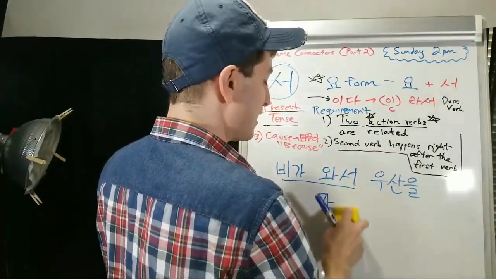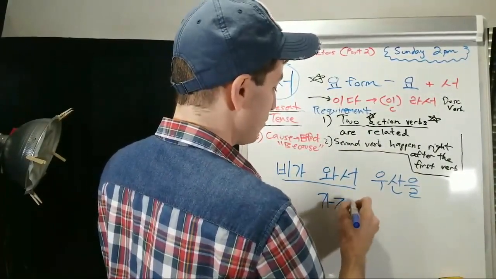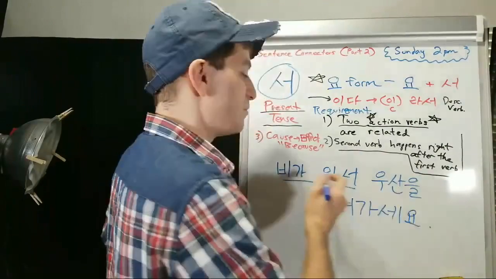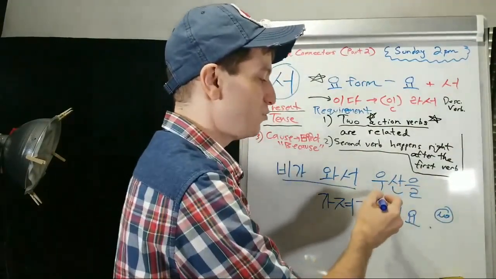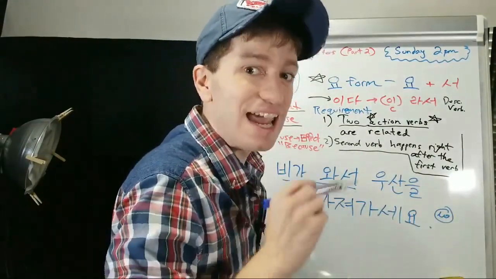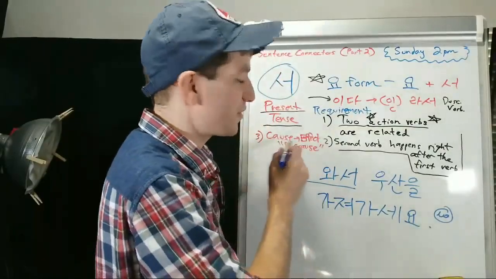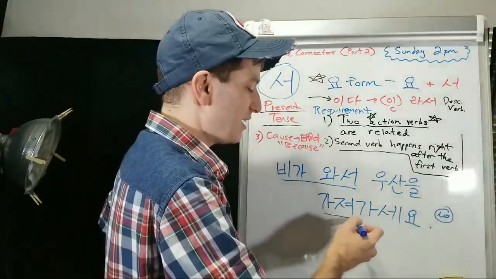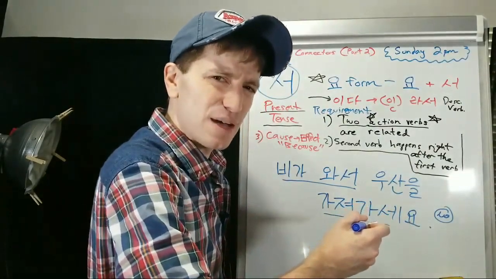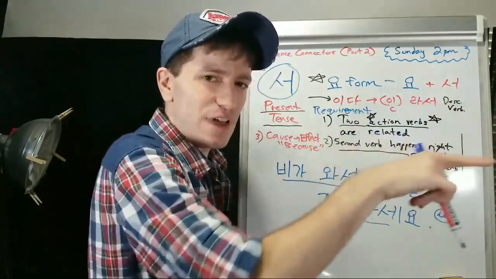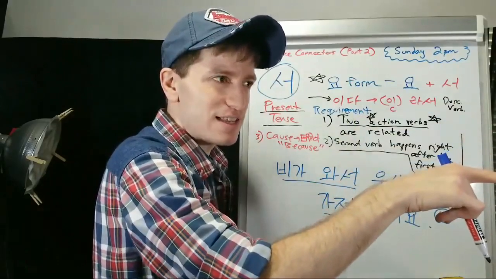But I see this type of sentence all the time. And it seems like it would make perfect sense in English until you think of it as a cause and effect relationship. 비가 와서, because it's raining, 우산을 가져가세요. Take an umbrella. Because it's raining, take an umbrella. No, this does not have a cause and effect relationship. I tell you to take an umbrella, like this is a command. Take an umbrella. That's the effect, is you take an umbrella, and the cause is because it's raining.